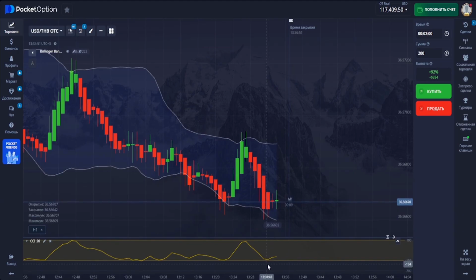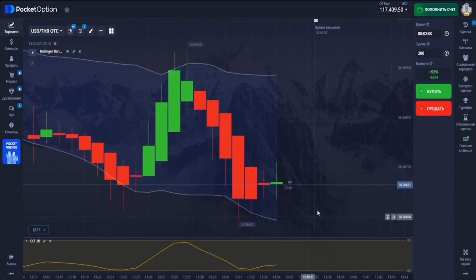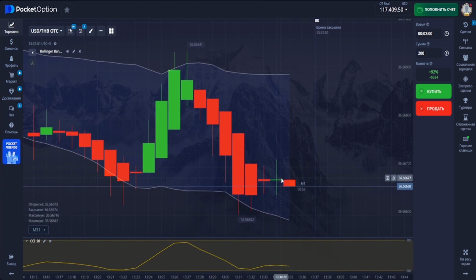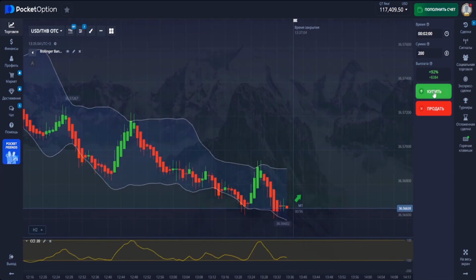Let's look at the CCI indicator. It hasn't actually left the oversold zone. That's not great, but in any case, we can still go for an upward trade here if the current candle closes green. This is an indecisive candle, but there are also support zones. Alright, let's go for it.